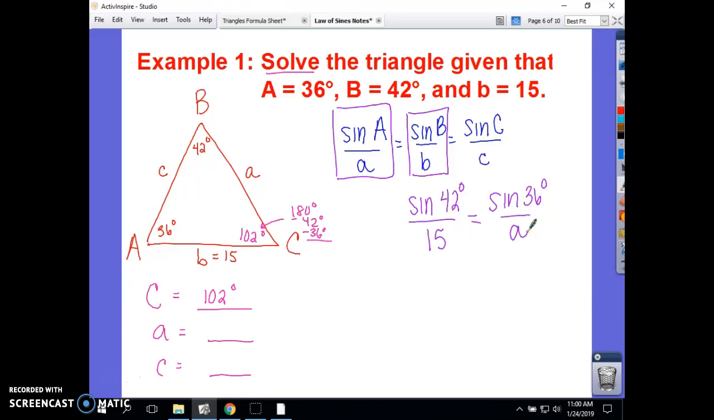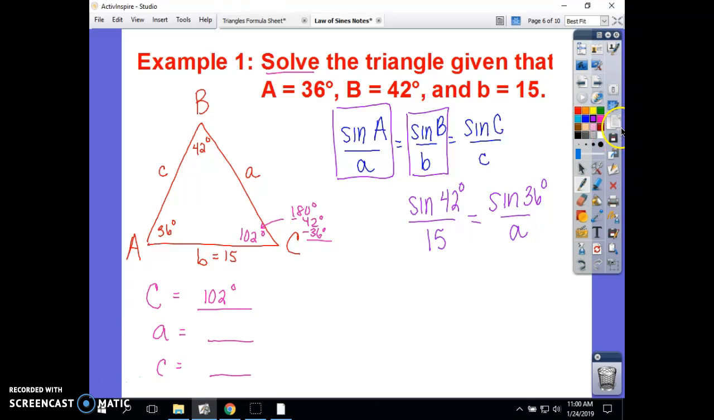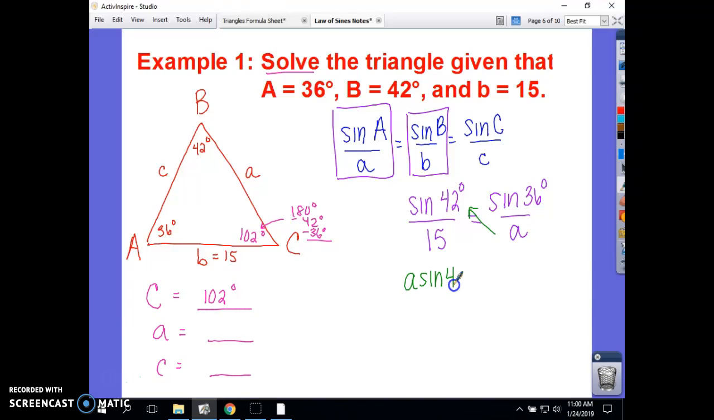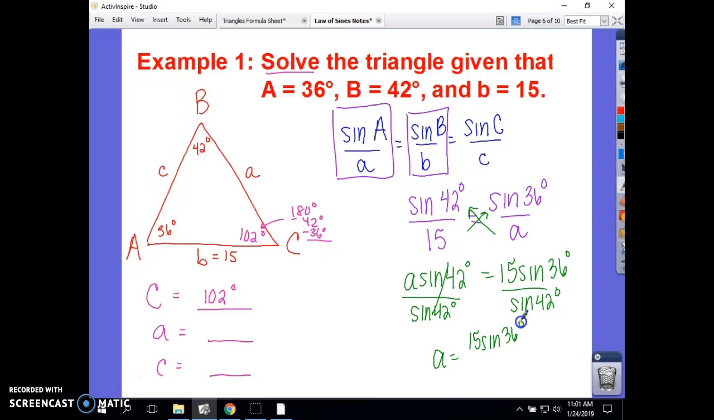Okay, now once you have a fraction equal to a fraction, you guys are rock stars at this. So after you have a fraction equal to a fraction, remember we're going to cross multiply. So we're going to cross multiply this way, and we're going to have a sine 42 equals, and then we're going to go this way and get 15 sine 36. Notice I have not picked up a calculator yet. Now, last step is to get a by itself. And if we're going to get a by itself, we're going to divide by sine 42. So when we do that, we know that little a equals 15 sine 36 over sine 42.